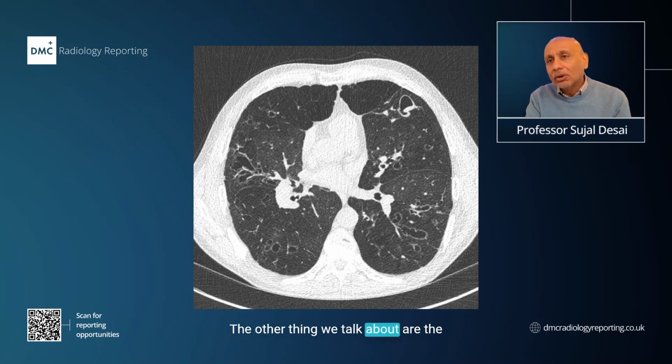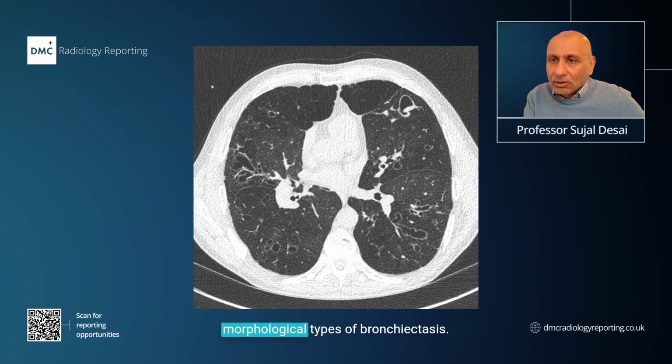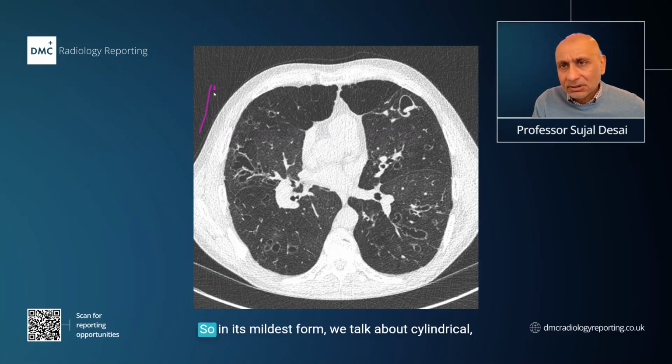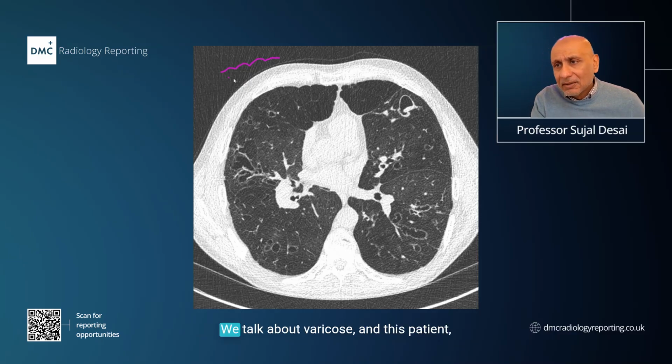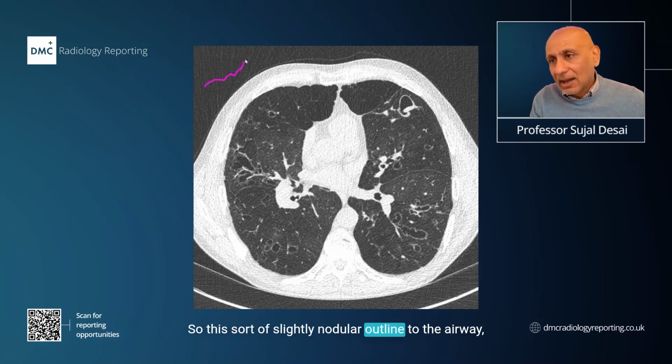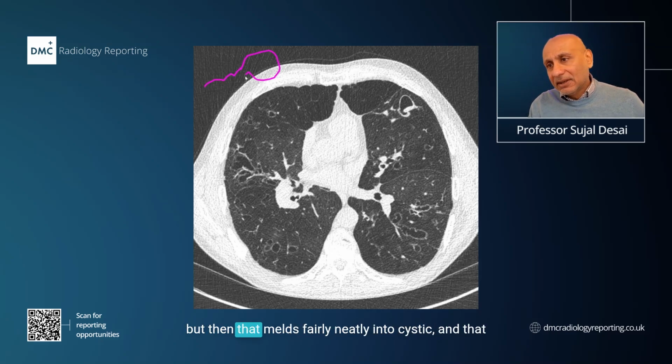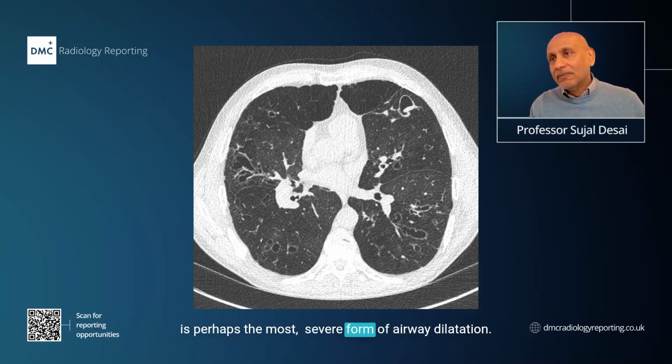The other thing we talk about are the morphological types of bronchiectasis. So in its mildest form, we talk about cylindrical, which are essentially tubes, non-tapering tubes. We talk about varicose, and this does demonstrate varicosity, so this sort of slightly nodular outline to the airway. But then that melds fairly neatly into cystic, and that is perhaps the most severe form of airway dilatation.